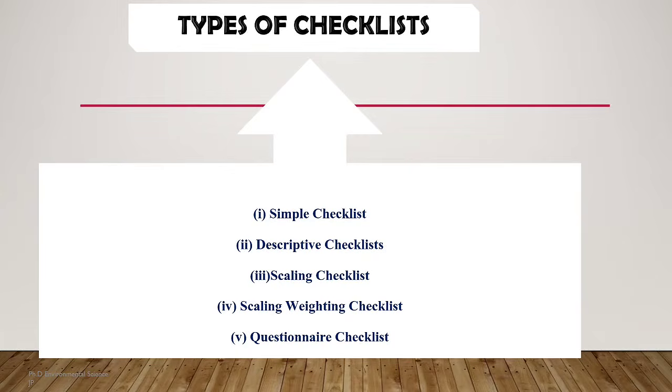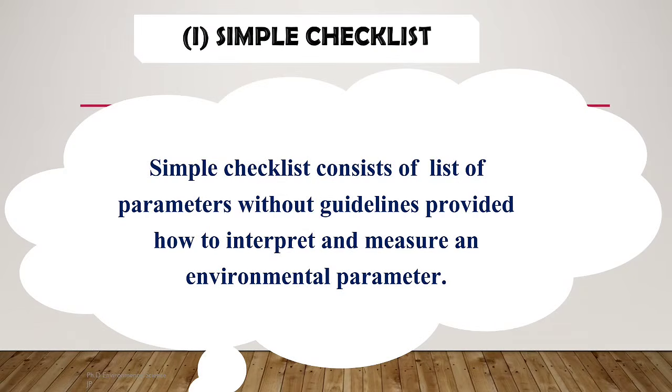Simple checklist includes a list of potential environmental parameters or factors that could be impacted by the project. Examples of parameters might include air quality, water quality, soil erosion, noise levels, wildlife habitat, etc. This checklist does not offer instructions on how to interpret the significance or severity of the impacts on these parameters. Users must rely on their own judgment or additional resources to understand the implication of changes in these parameters. Means you will be given no instructions.